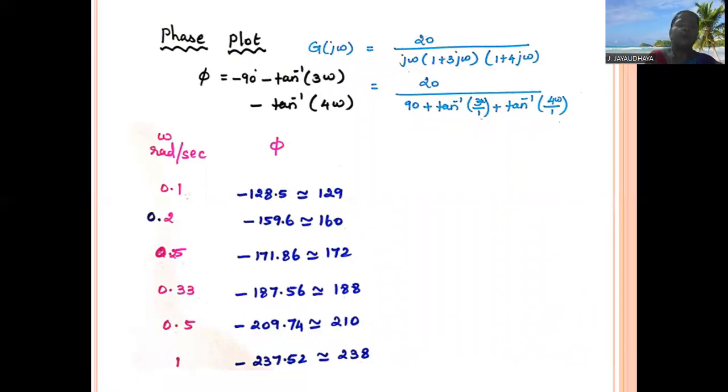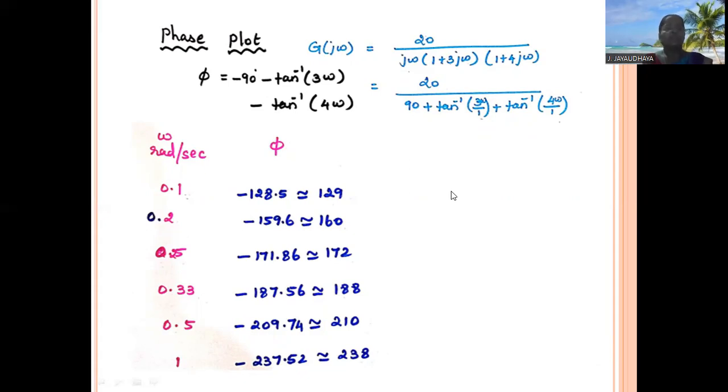Okay. So therefore, we can write phi is equal to. This is present in the denominator, so I am bringing it to the numerator. Therefore, I am getting phi is equal to minus 90 degrees minus tan inverse of 3 omega, then minus tan inverse of 4 omega.